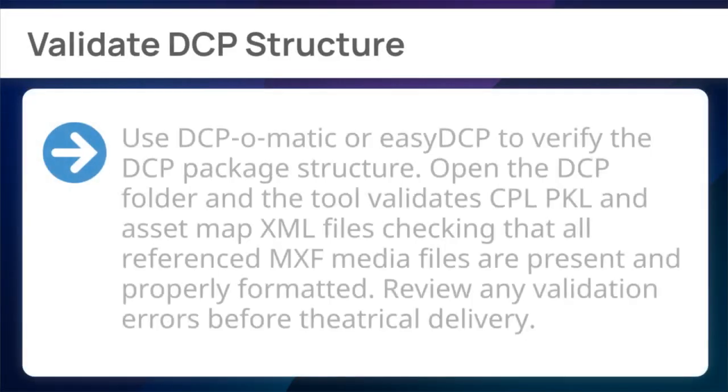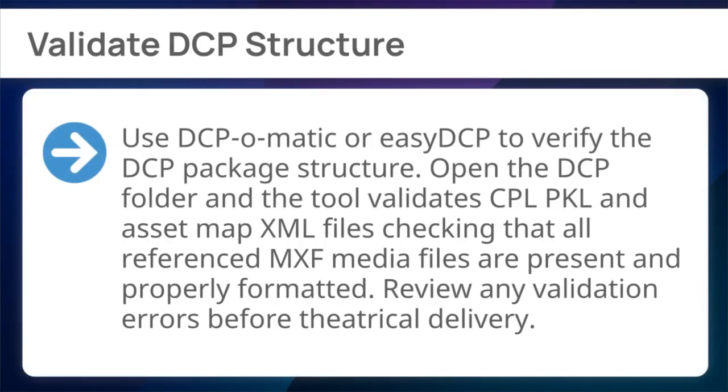First, validate DCP structure. Use DCP-o-matic or easyDCP to verify the DCP package structure. Open the DCP folder and the tool validates CPL, PKL, and asset map XML files, checking that all referenced MXF media files are present and properly formatted. Review any validation errors before theatrical delivery.